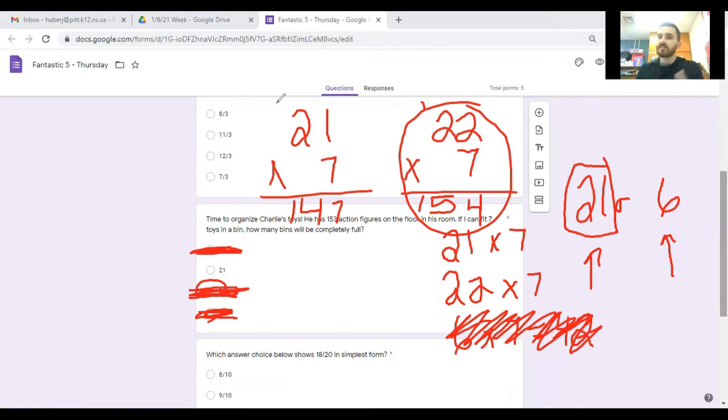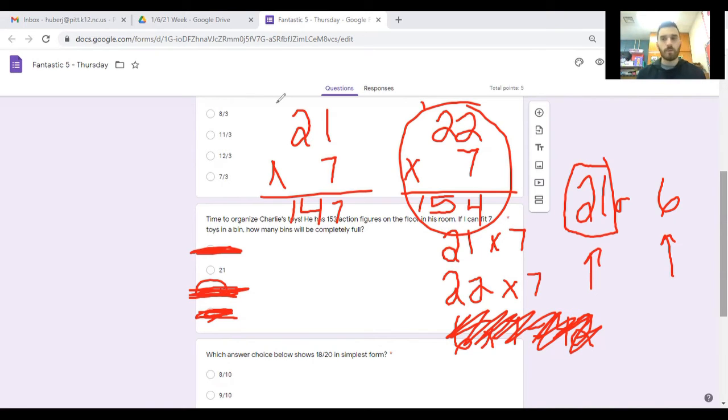Obviously, I would take those 6 and put them in a bin by themselves, but it's not going to be full. So depending on what this question asks, I could use 21, 22, or 6. If it's talking completely full, it's going to be 21. If it wanted to know how many bins I would need to get every single toy, then it would be 22, which would have a little bit of extra room. And if I wanted to know how many toys would be left over or how many toys would be in the last bin, then you would say 6.